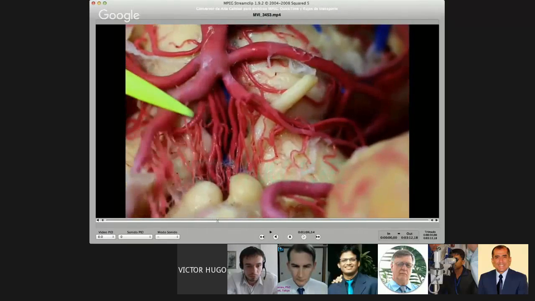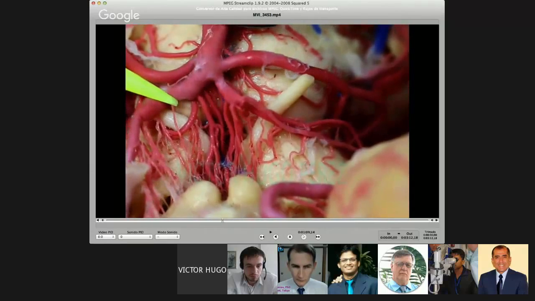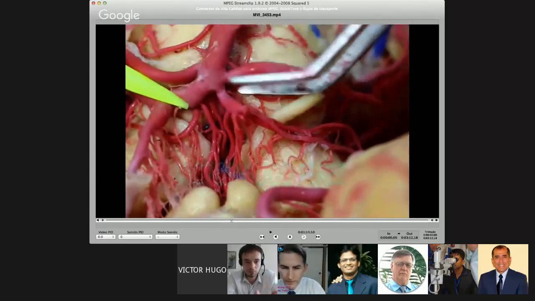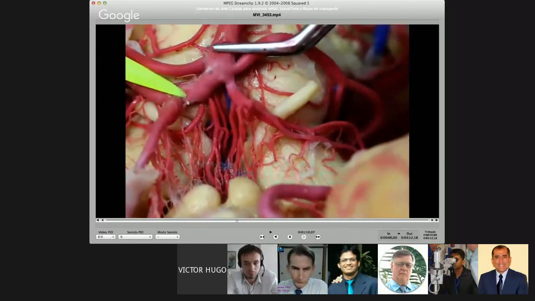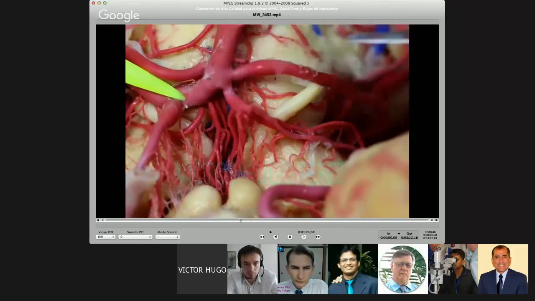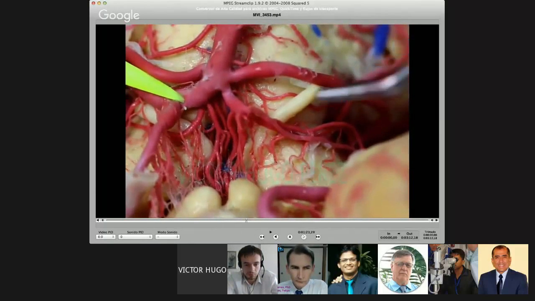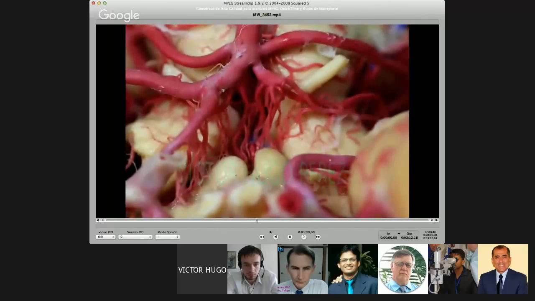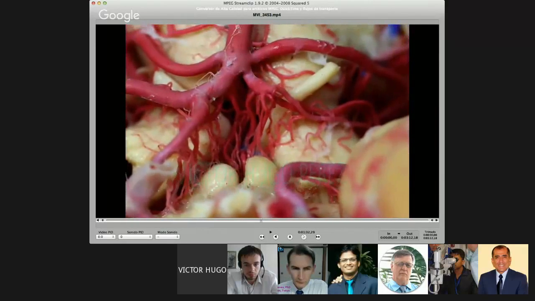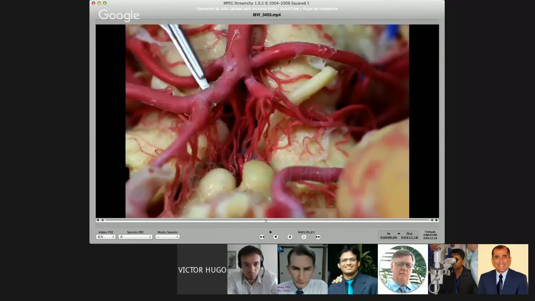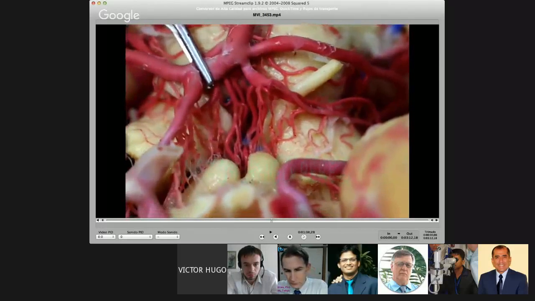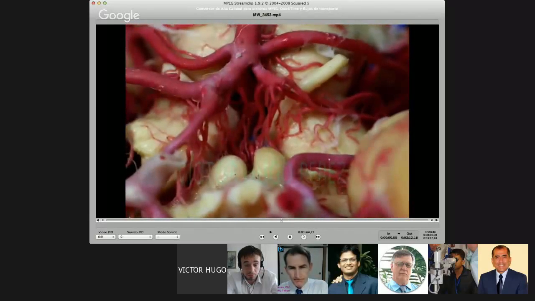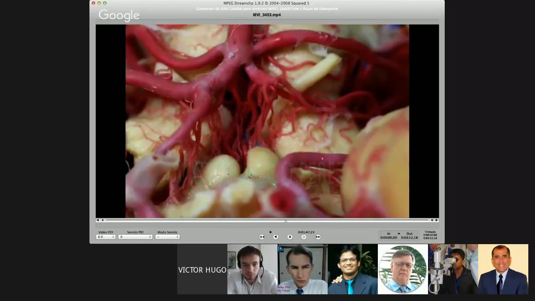Here, this is a beautiful view of the branches of these segments of the P1 and also the bifurcation of the basilar artery. We need to know these particular anatomical variants of this region, specifically for the vascular surgeons, in order to avoid lesioning these parts of the brain stem.